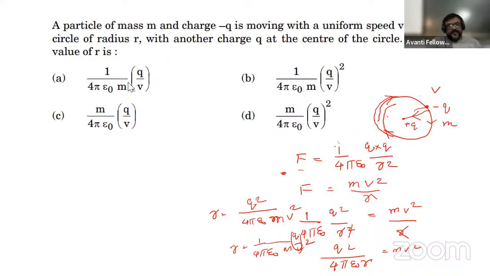Let us see the choices. First one is 1 by 4 pi epsilon 0 q by v. This one is 1 by 4 pi epsilon 0 m into q by v the whole square. I think that is the answer. Right. R is equal to 1 by 4 pi epsilon 0 m into q by v the whole square. So our answer is option B. Very good. I got the answer from one school. The answer is correct. The answer is option B.